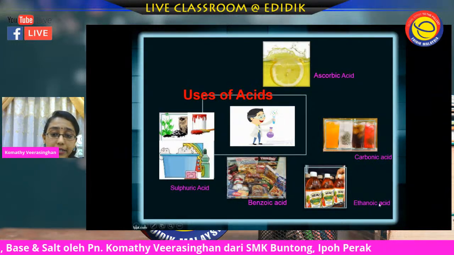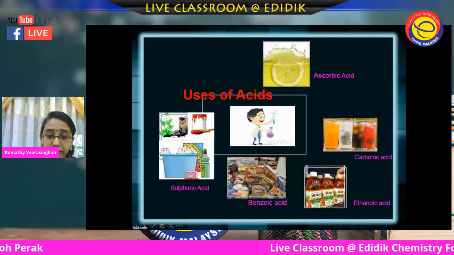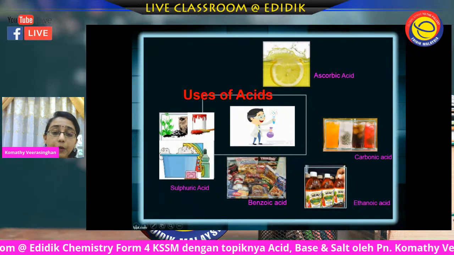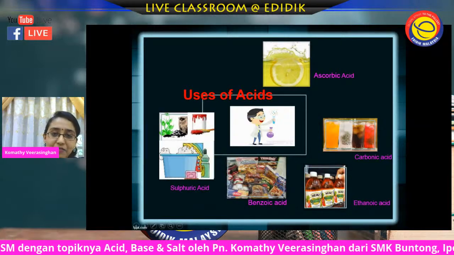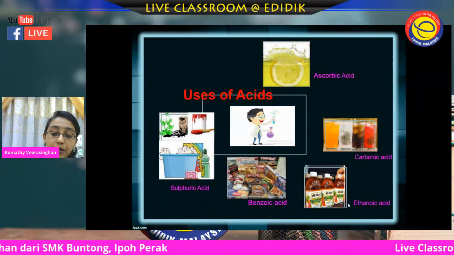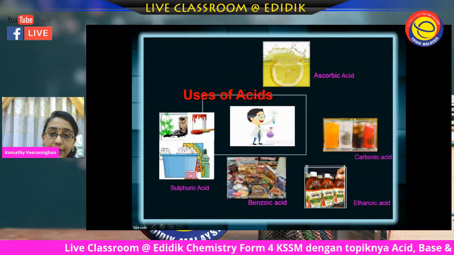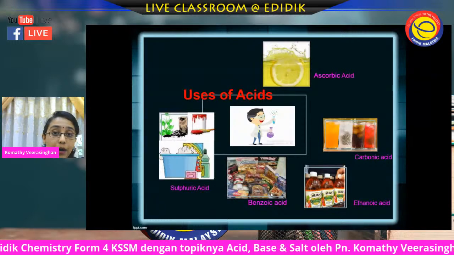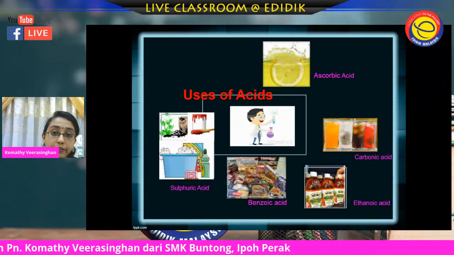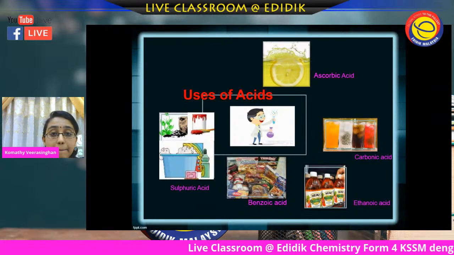Third, ethanoic acid. You can see here the teacher put up a picture of vinegar. So what does vinegar have to do with ethanoic acid? Ethanoic acid is also called acetic acid, and this acid is one of the contents in vinegar. Next, benzoic acid. Benzoic acid is widely used in all sorts of food that we consume, especially in frozen food. What's the purpose of this benzoic acid? It acts as a preservative.